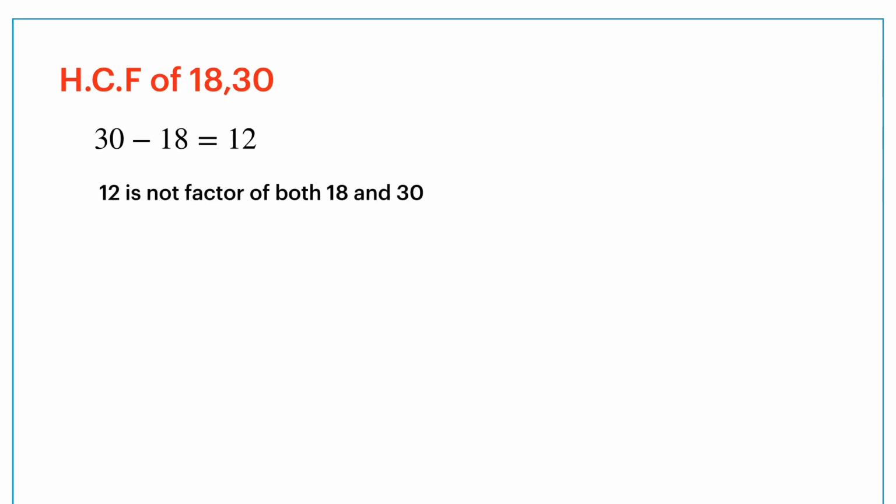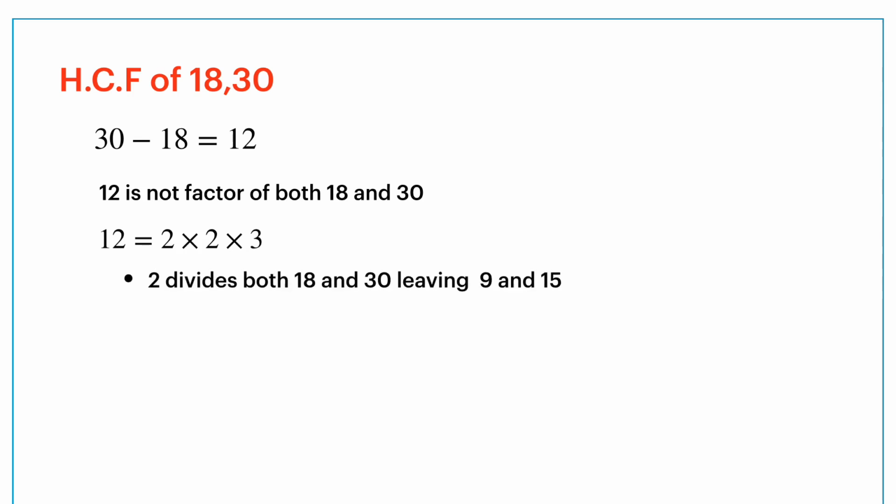Let's take another example. What is the highest common factor of 18 and 30? First, find the difference between 30 and 18. That is, 30 minus 18 is 12. Next, we observe that 12 is not a factor of both 18 and 30. Now, let's write the prime factorization of 12. That is, 12 is 2 times 2 times 3.